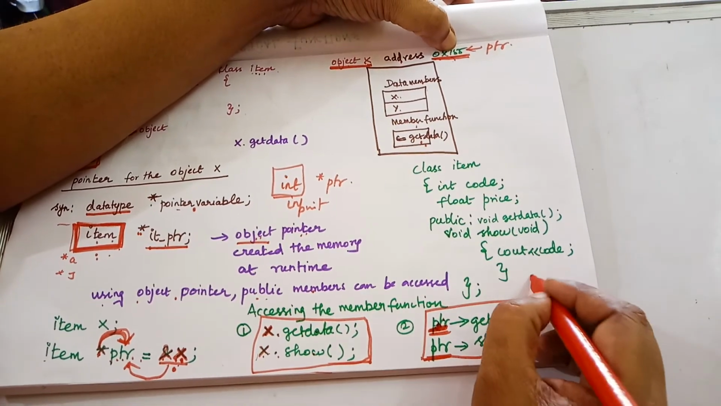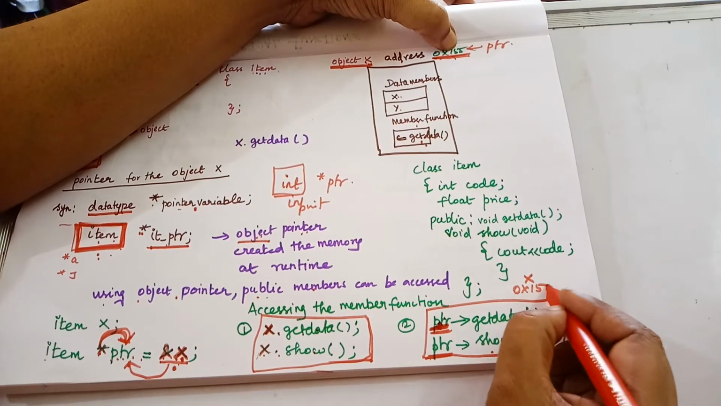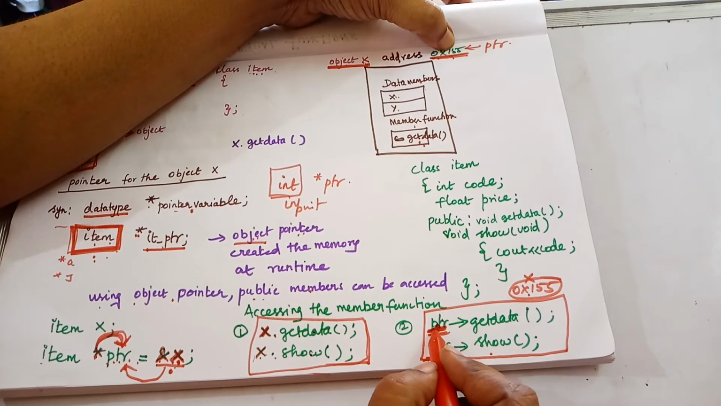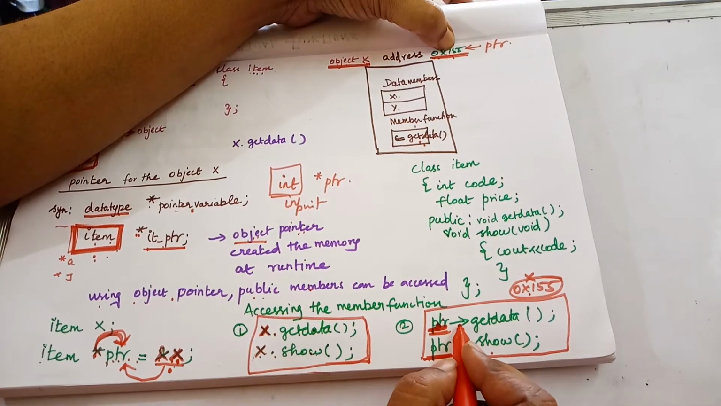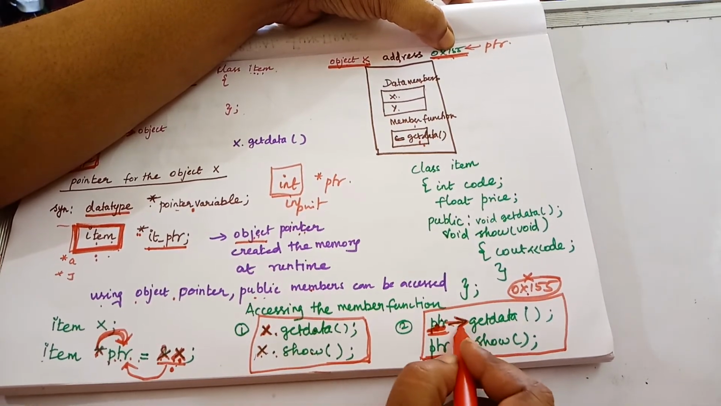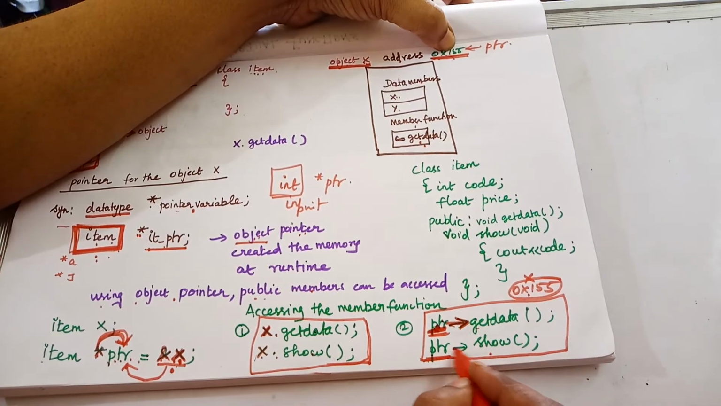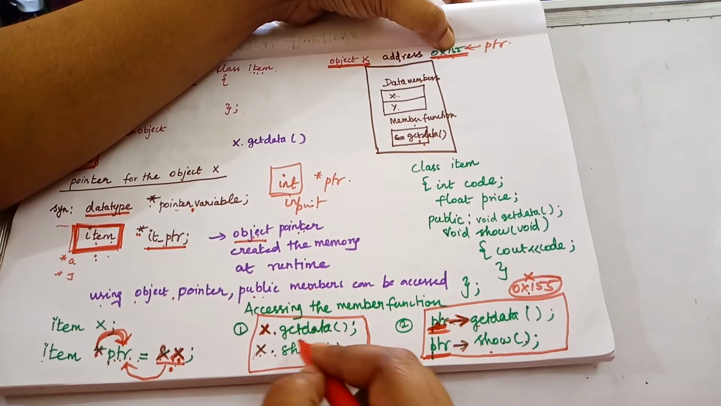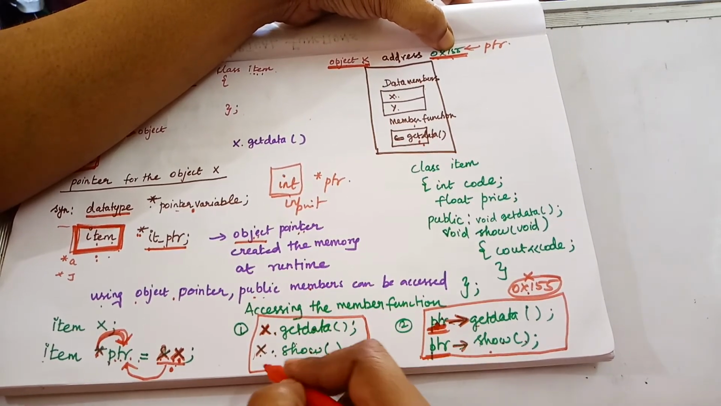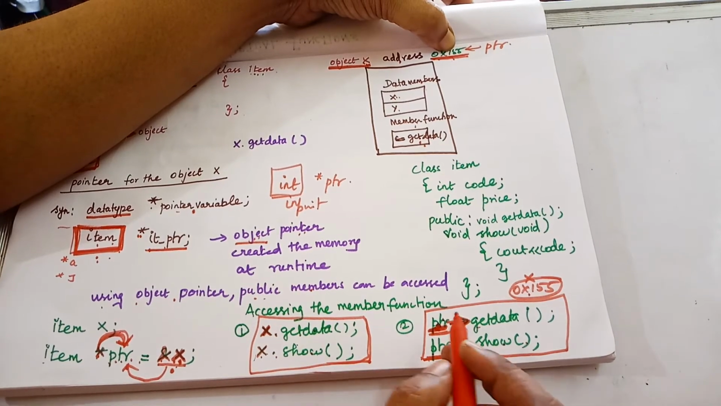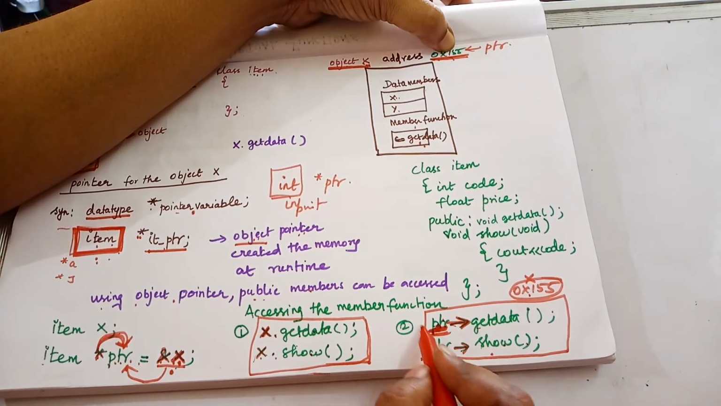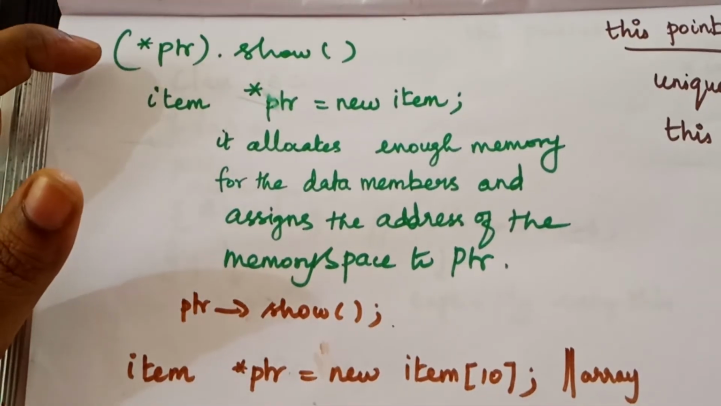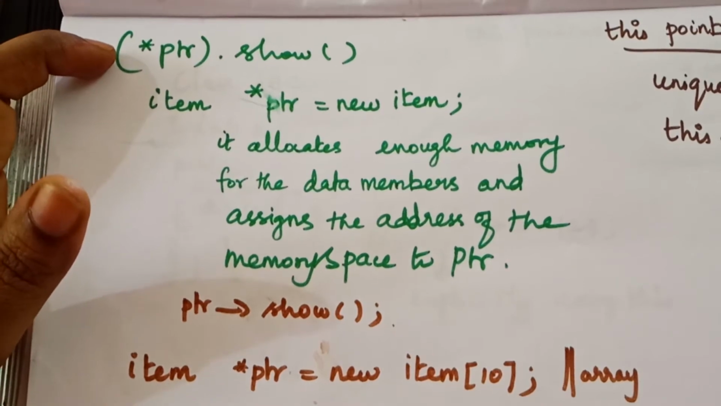So what is your object? x. What is the address? 0x155. So through this address you are calling a member function. That's why you have to give it like this: PTR, this symbol, the arrow mark, get data, and PTR with the arrow mark, show function. Okay, so these are the two methods of access. A normal way you can access like this. If you want to access through your pointer, you have to use this syntax.